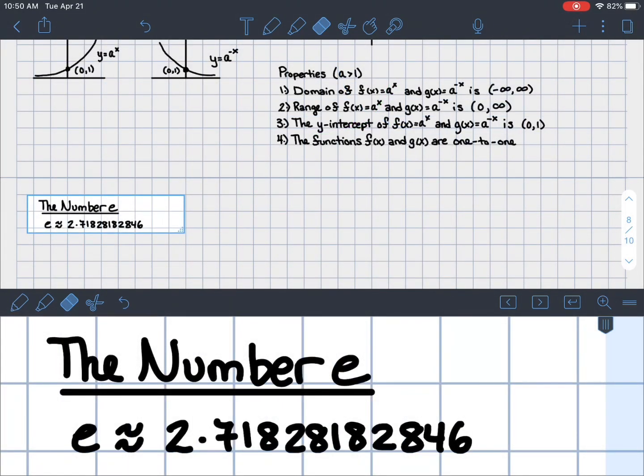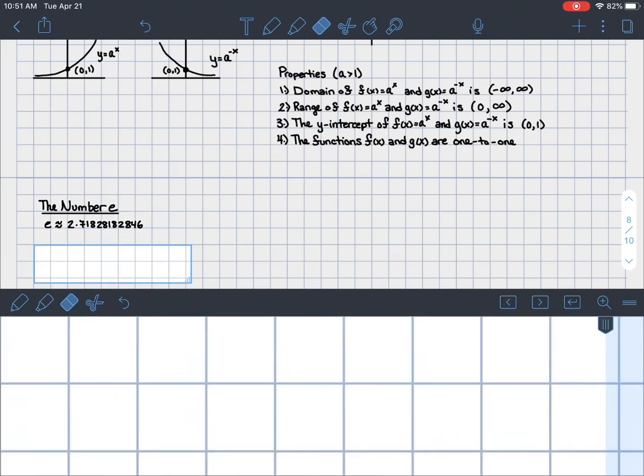Let's talk about the number e. E does have an approximate exact value. It's an irrational number. We're not going to dive very deeply into where it came from, but I am going to show you how we do find it by graphing.